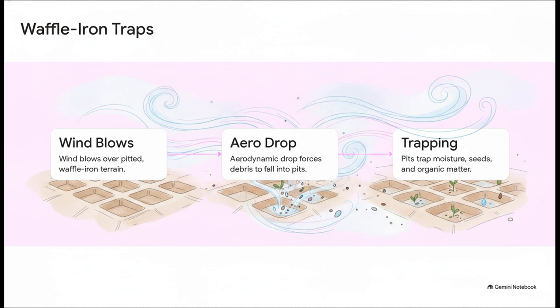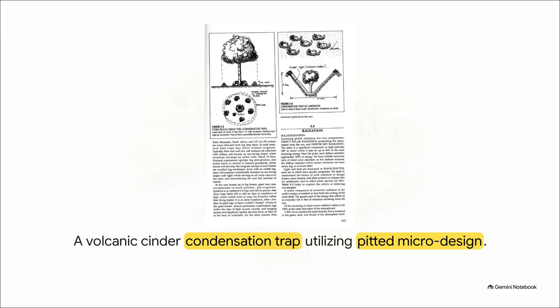First, the wind blows over this pitted terrain. Second, the sudden geometric depression causes an aerodynamic drop, forcing the wind to drop whatever it's carrying. And third, these tiny pits actively trap that wind-blown organic debris, random seeds, and absolutely crucial moisture. This isn't just theory, by the way. It's a proven survival mechanism.